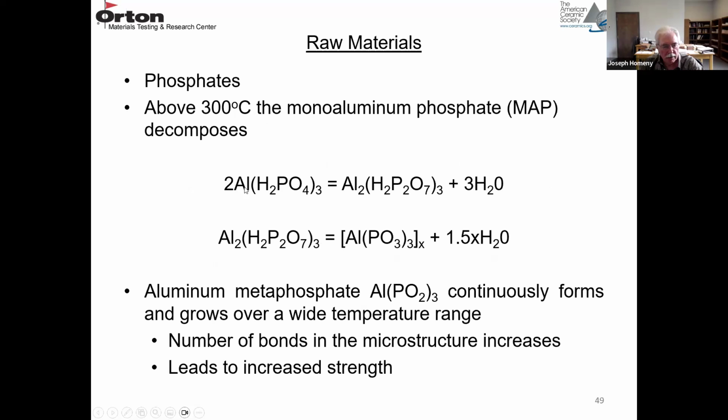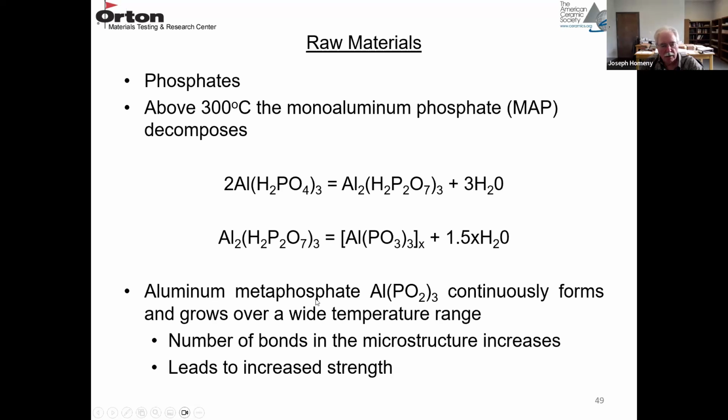So this material, Al(H2PO4), and this is 3 times, is going to form Al2H2P2O7, and that's taken 3 times, and there's a water product coming off. But then this will decompose into this aluminum metaphosphate. So Al2H2P2O7, taken 3 times, is going to result in aluminum metaphosphate, which is AlPO3, and that PO3 is 3 times. And there's additional water coming off.